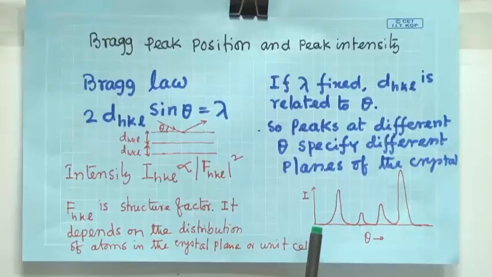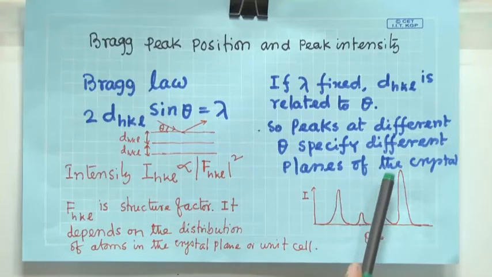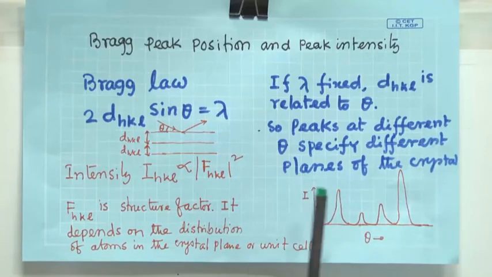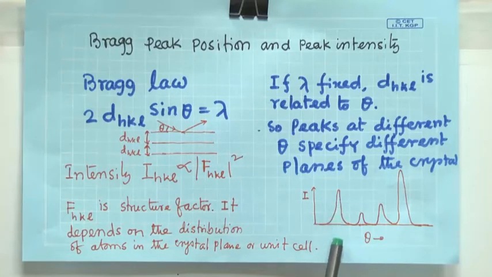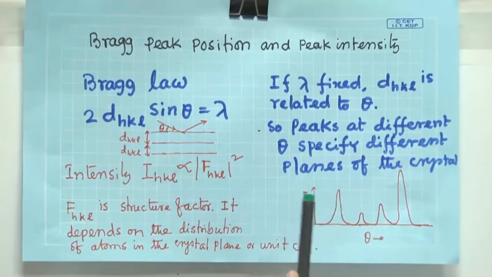Now, for a particular sample, these Bragg peaks come from different planes, but their intensities are different. So, the intensity of the Bragg peak carries information. Not only the angle of the Bragg peak carries the information, the intensity of the Bragg peak also carries information.